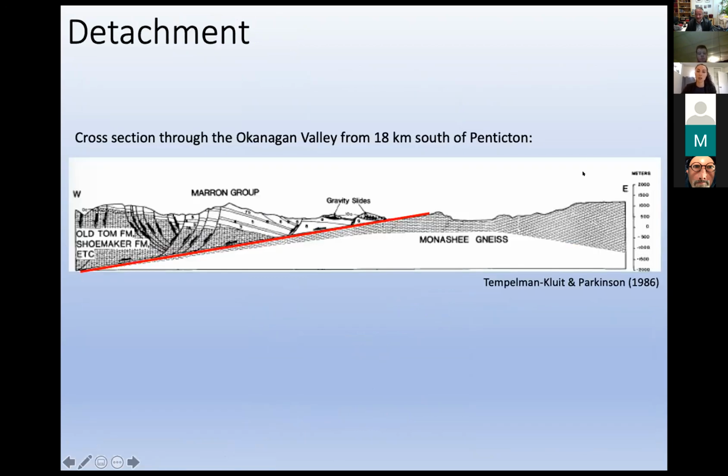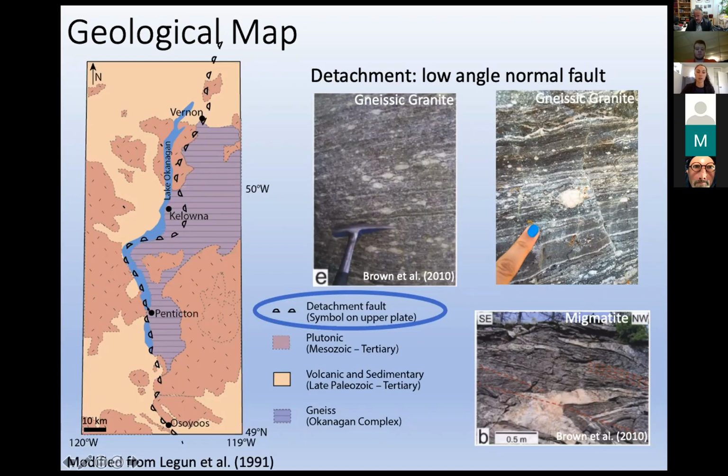And so just to explain that a bit more with the cross section, this is a cross section that was taken 18 kilometers south of Penticton. So going back to this map, you see Penticton here. This cross section would fall somewhere in here, going from approximately east to west.